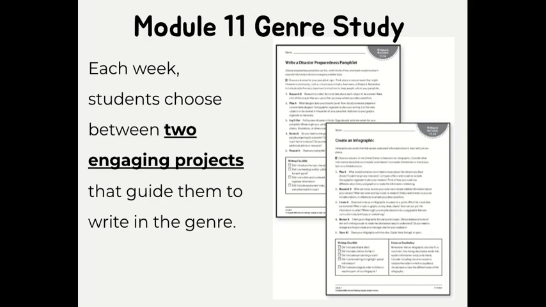Each week, students choose between 2 engaging projects that guide them to write in the genre. Teachers should encourage students to participate in these projects in order to get them to transfer all their reading knowledge. The curriculum suggests teachers pace out the project to do 1 step a day, so that way by day 5 students can present. However, teachers should feel free to modify the timeline in order to fit the needs of their classroom community.